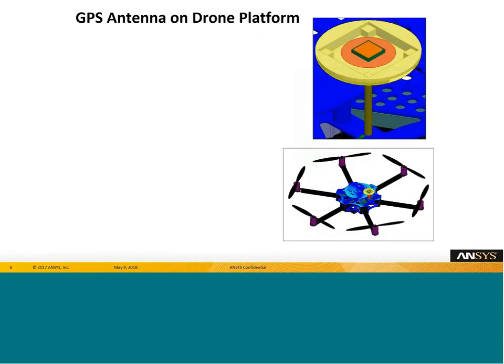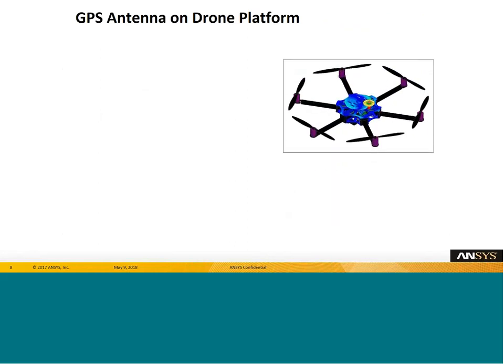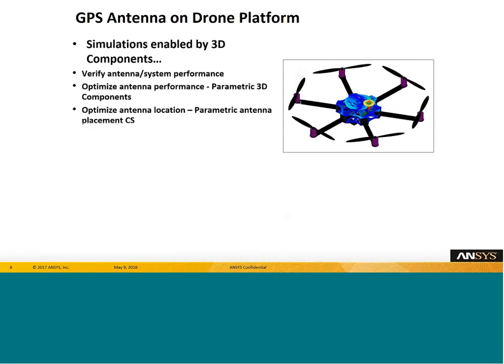So, quick example, let's say I'm a drone designer and I want to integrate a GPS antenna for location. I get a GPS component model from a vendor. I can place it on my drone, and then I can perform the following operations with 3D components. We can verify antenna system performance. So although I may have gotten the performance of the antenna on an ideal ground plane from the antenna designer, I want to understand how it actually operates in my system.